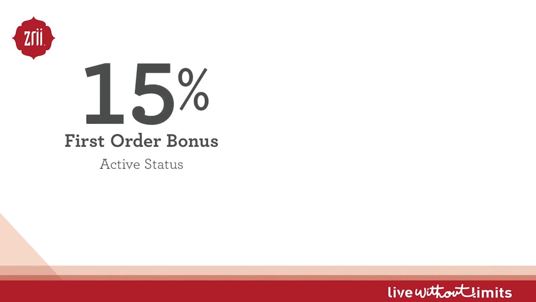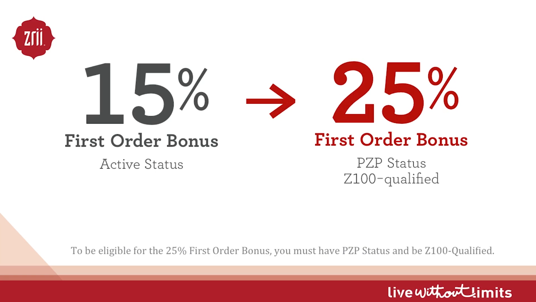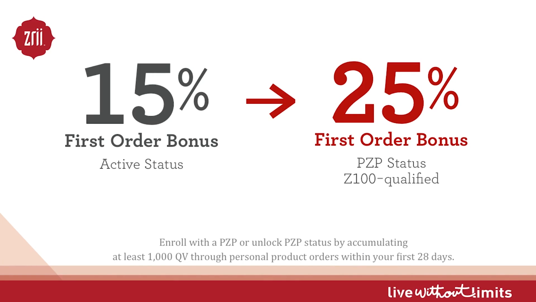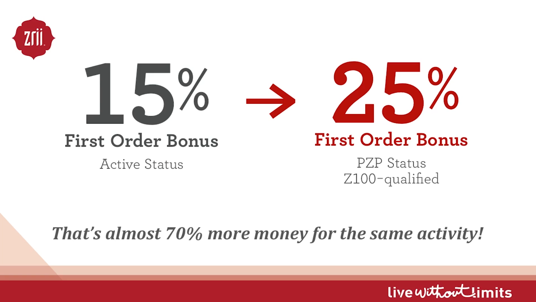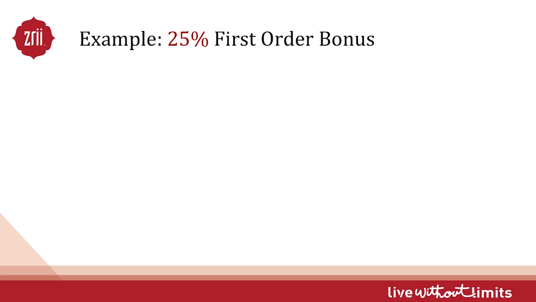At the PZP level, however, you become eligible for a huge 25% first order bonus, as long as you are Z100 qualified. You attain PZP status by either enrolling with a Premier Z-Pack or by accumulating at least 1,000 QV through personal product orders within your first 28 days as a Zrii independent executive. The beauty of the 25% first order bonus and the power of PZP status is that it puts nearly 70% more money in your pocket for the exact same work. Let's take a look at some examples so you can see how this works.